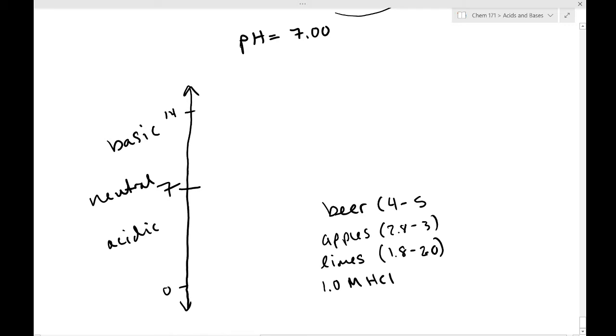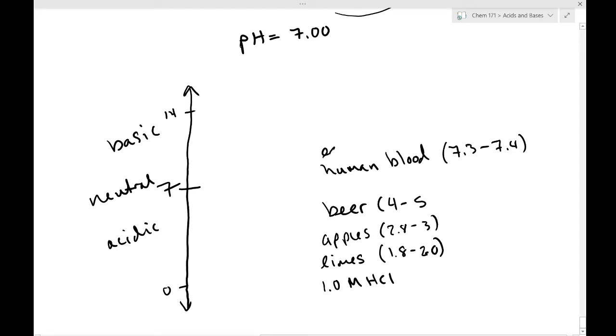And then right around 7, there's a few. I think the most interesting is human blood. Human blood is not exactly neutral, actually. It ends up being a little bit basic or a little bit alkaline. Sometimes people say alkaline instead of basic for a solution that is basic. Human blood has a pH of around 7.3 to 7.4. So it's basically neutral, but a little bit alkaline.